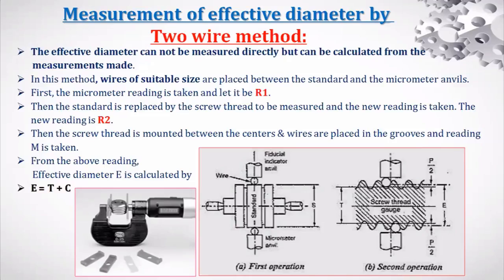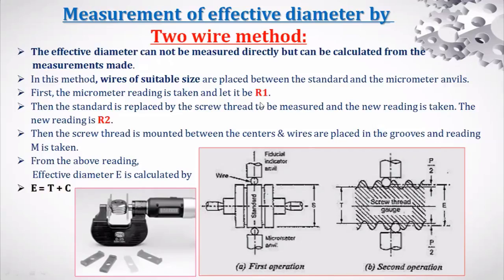See, in the second point, in this method, wires of suitable size are placed. Here you can see the image. These are the wires, or you can call them rods, of best size. Suitable size means best size, placed between the standard and the micrometer anvils. This is the standard roller. In that video also, the person showed the standard value of that cylinder. Then they take the reading R1.